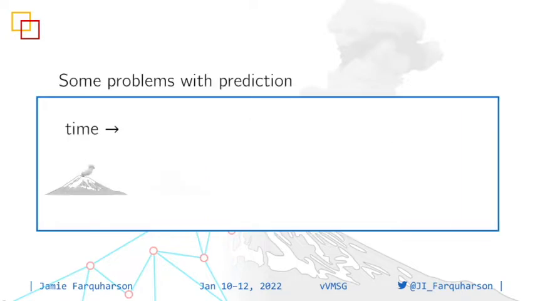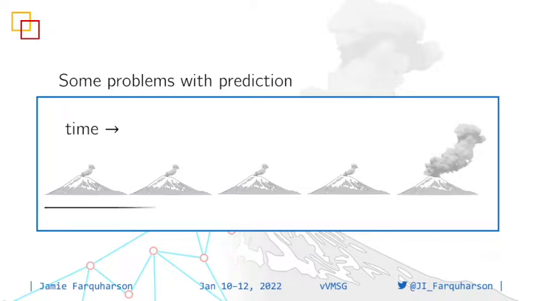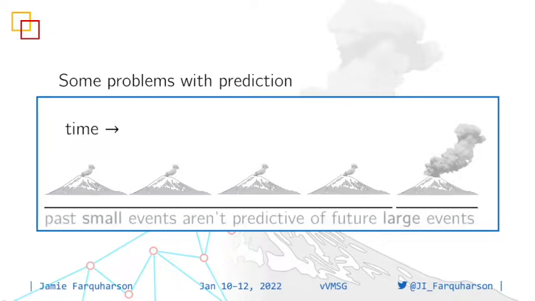So as a volcano erupts repeatedly over time, we can establish an eruption chronology. But a key problem that arises if we're trying to predictively model future eruptions is that the size of a future eruption might not be reflected in the prior chronology at all, which is to say that a past small event or a series of past small events tells us nothing about future large events.